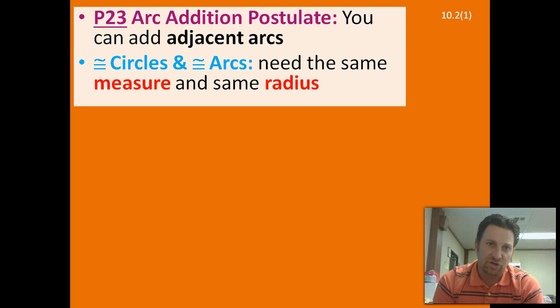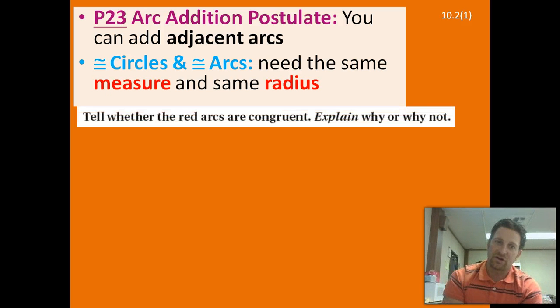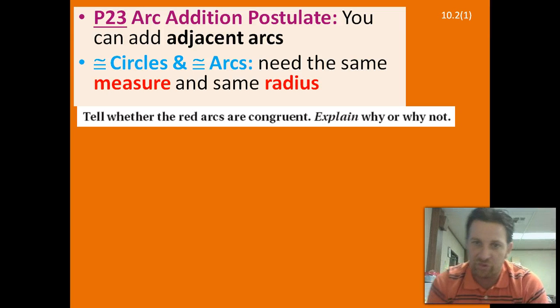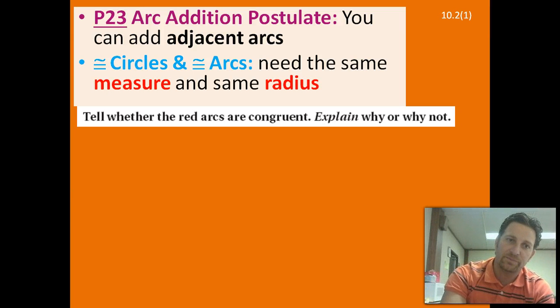And then it says congruent circles and congruent arcs. So in order for two circles to be congruent, and two arcs to be congruent, they need to have the same measure and the same radius. So if we look at this here, tell whether the red arcs are congruent and explain why or why not.